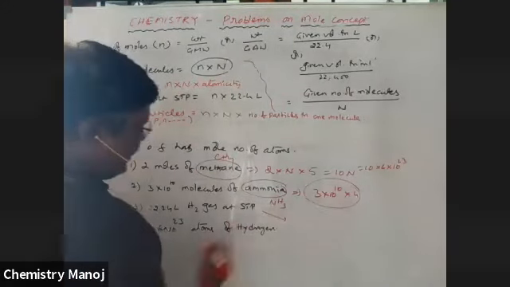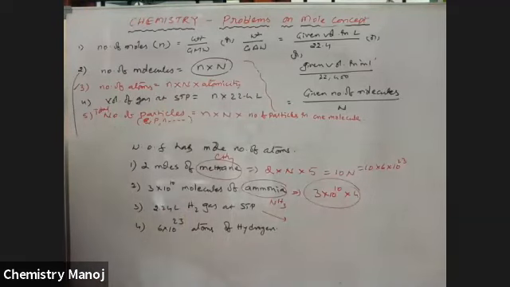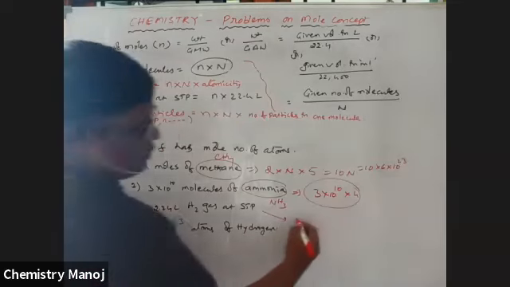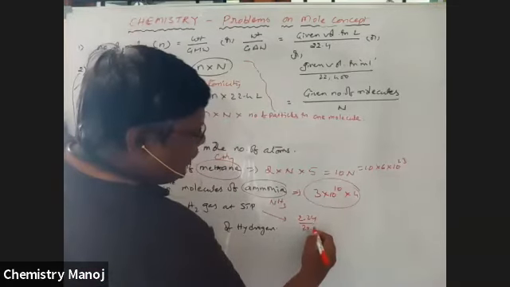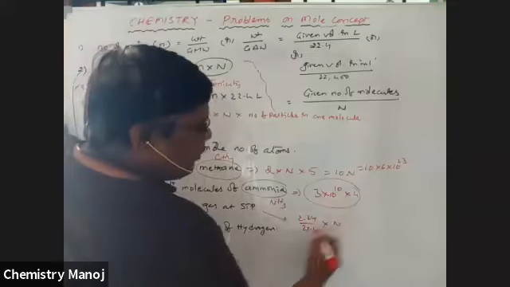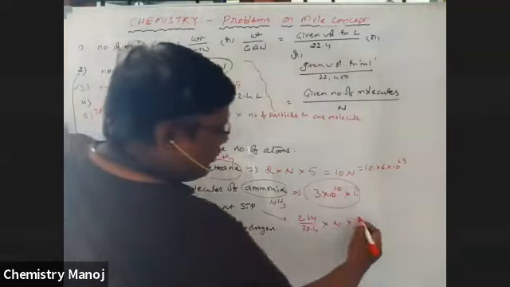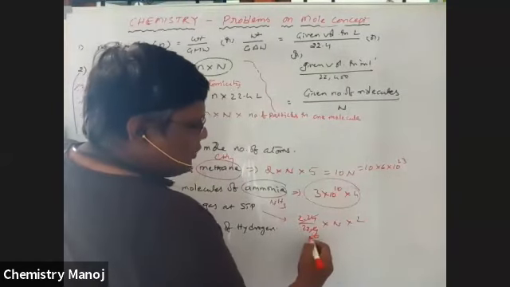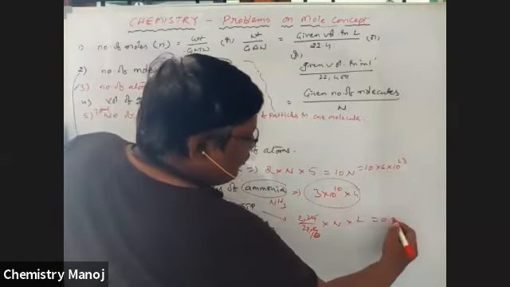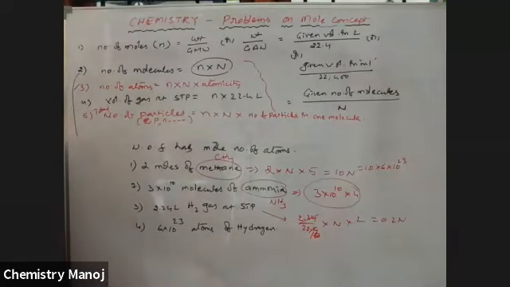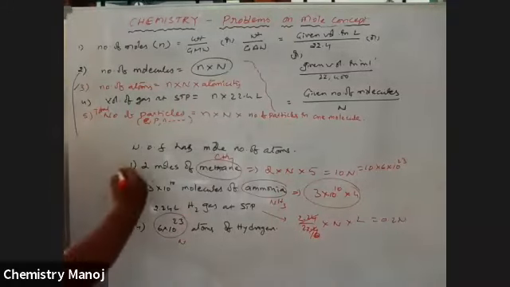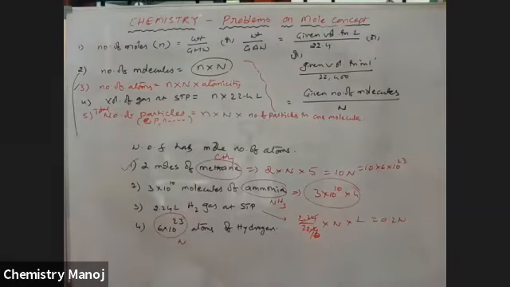Next, 2.24 liters of hydrogen gas at STP. Convert into number of moles: 2.24 by 22.4, that is 0.1 moles. Small n into capital N into atomicity of hydrogen, which is 2, that is 0.2 N atoms. Next, this much atoms. The fourth option is 1 N atoms.